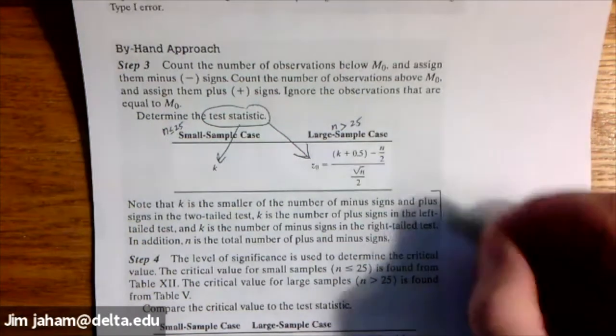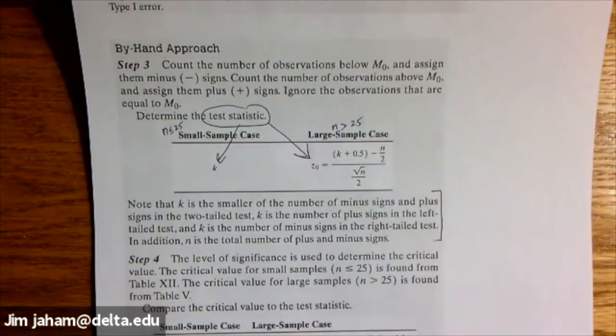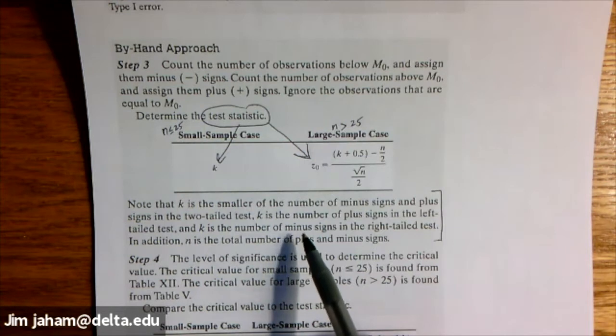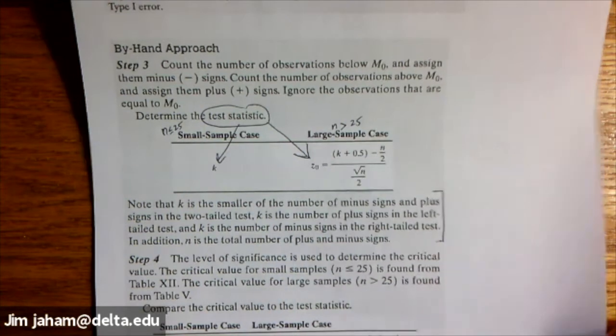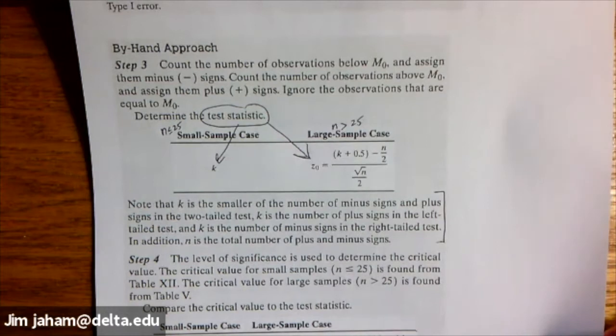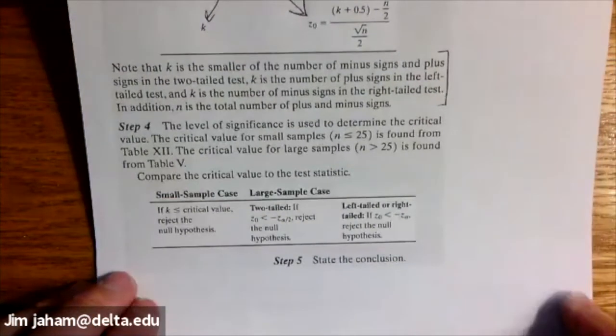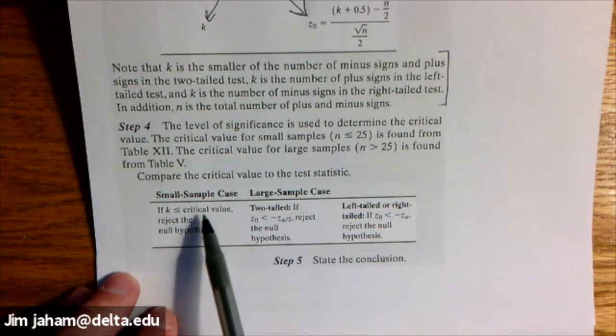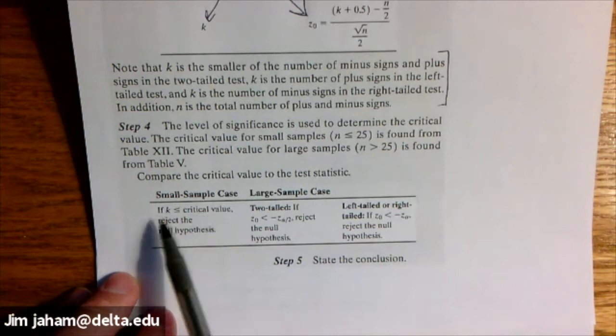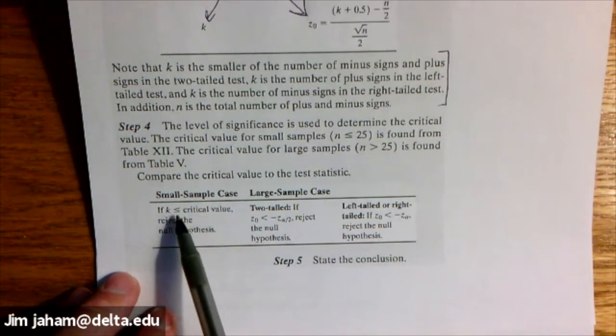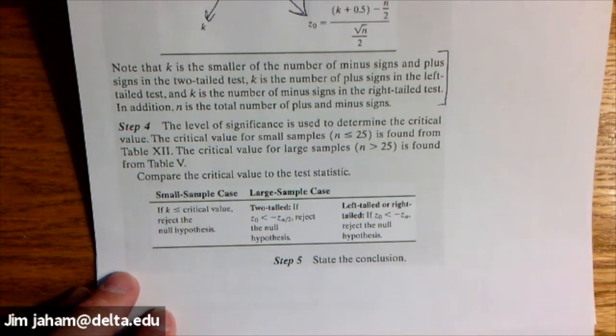And this tells you how to calculate K. K is either going to be the number of plus signs or the number of minus signs in this sign test. We'll get the critical value from the table. And if our test statistic K is less than or equal to the critical value, we're going to reject the null hypothesis. So there's the decision. And then we want to state the conclusion, as we have in the past. All right, let's take a look at an example.